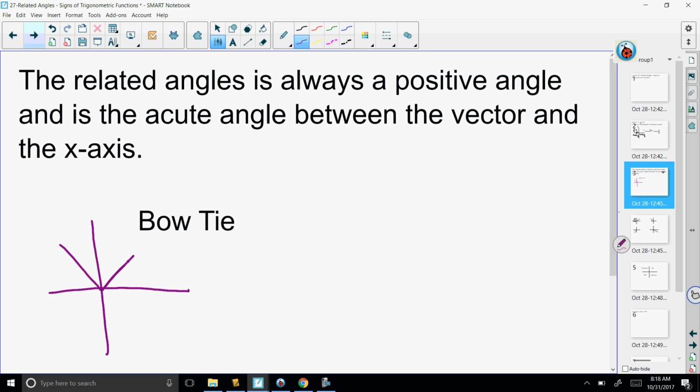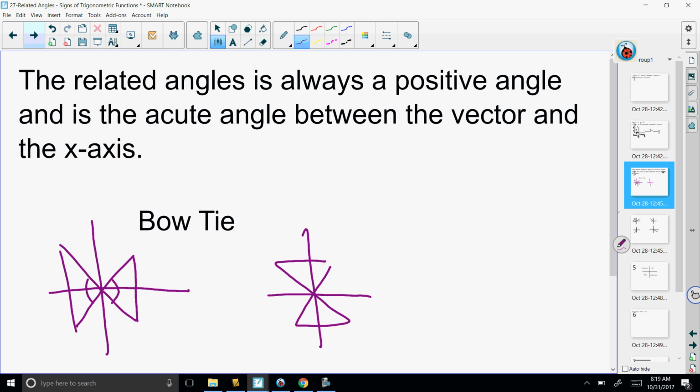So the related angles, if we talk about the bow tie effect, depending on what quadrant you're in, you think about your bow tie and how you wear your bow tie, and your related angles are always towards the x-axis. What is not a related angle is this: we do not wear our bow tie this direction, so the angles towards the y-axis are not related angles. So that's not the way you want to draw your triangles whenever you're finding an angle measure.